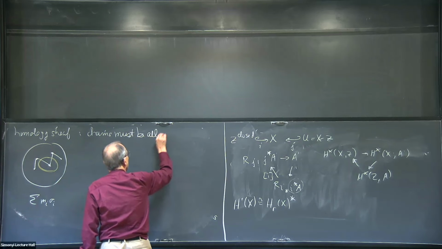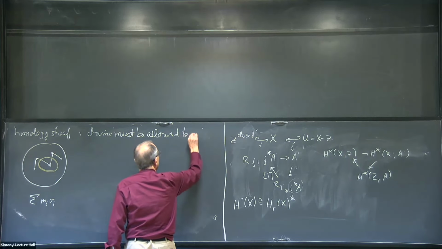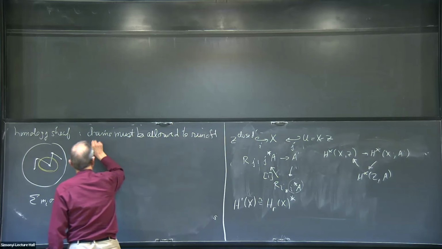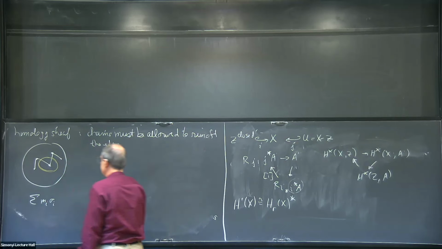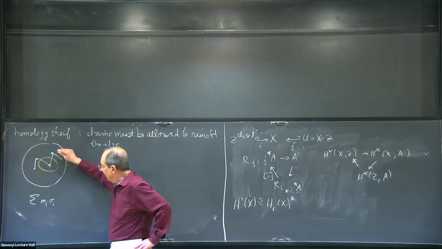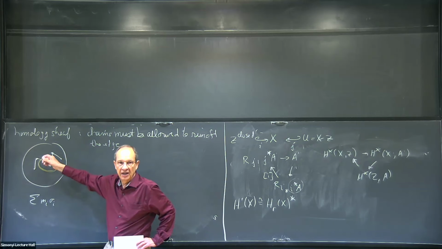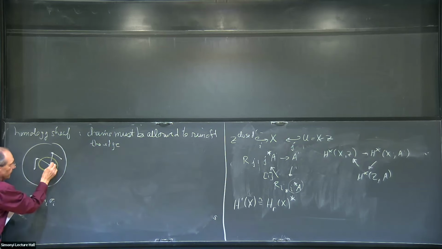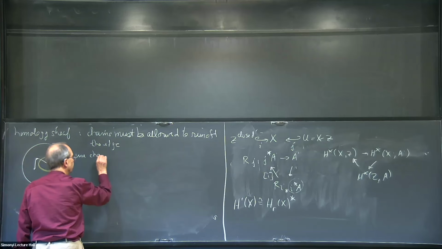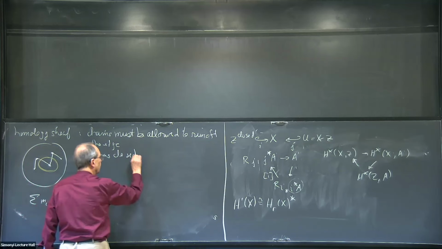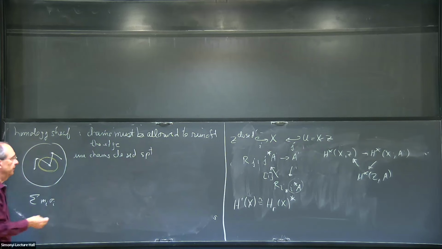So the chains must be allowed to run off the edge. There's a mathematical statement. One way to do that is if this is, say, a piecewise linear space, you could imagine refining the triangulation, allowing infinitely many triangles near the edge, infinitely many surfaces near the edge. So we have what are they called? Chains with closed support or infinite chains. So let's use closed support instead of compact support. These are called Borel-Moore chains.